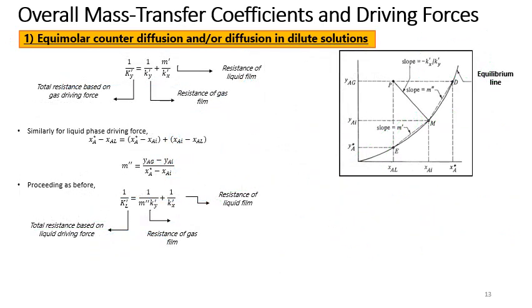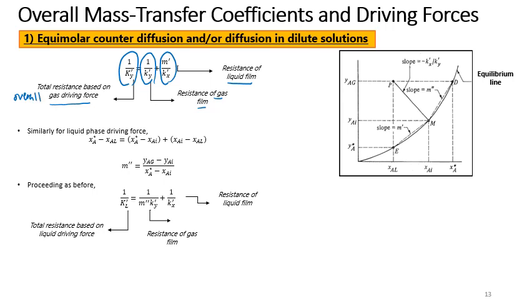So what is the significance of the expression that we have just derived previously? What does it mean? It just means that it is the total resistance. This one is the total resistance based on the gas driving force, the overall gas driving force. This term here is the resistance of the gas film, and this term here is the resistance of the liquid film, the liquid film and the gas film. And this one is overall.